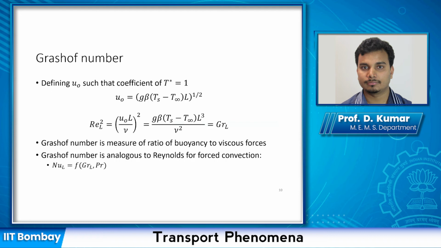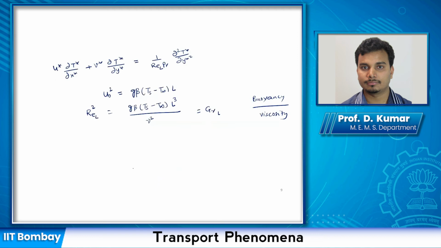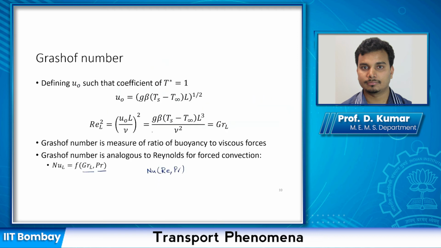So based on that discussion, for forced convection we see that our Nusselt number is a function of Reynolds and Prandtl. Here we can say that our Nusselt number is a function of Grashof number and Prandtl number. You should note that this definition of Grashof number is independent of the velocity; U naught is defined with respect to Grashof number, not the other way around.